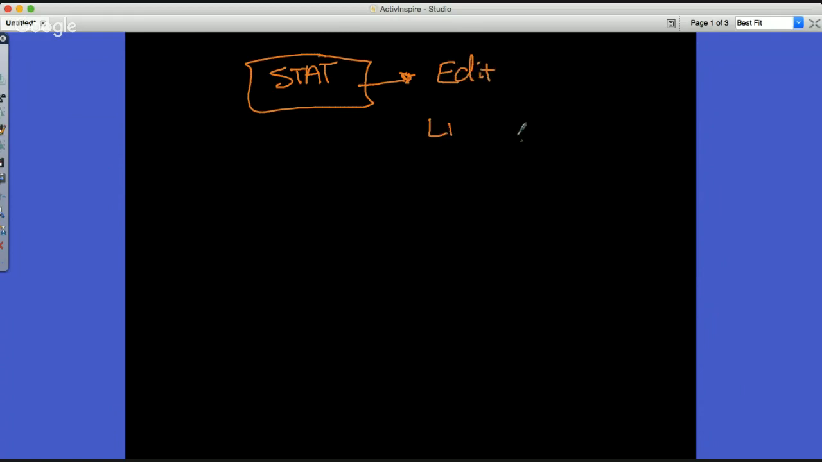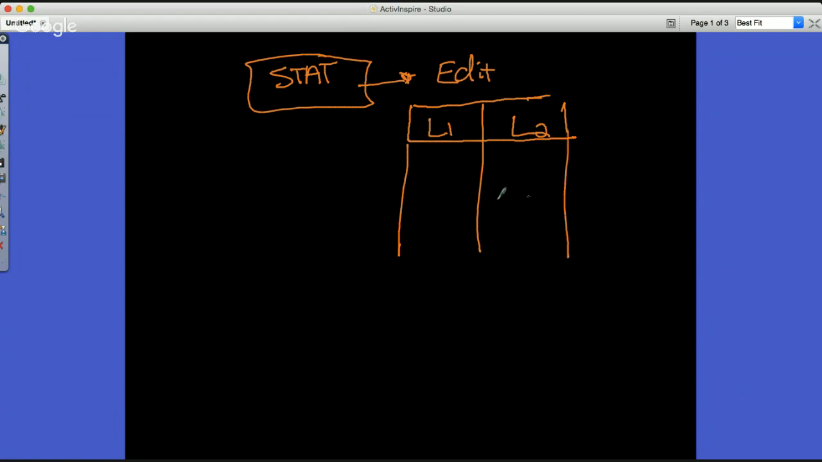Now, when you go to the edit button, you have two L's, and no, we're not taking L's. That's not what I mean. This is just lists, L1 and L2. On L1, you're going to list all of your X's, where on L2, you're going to list all of your Y's. So this is step 1, this is step 2, and this is step 3.